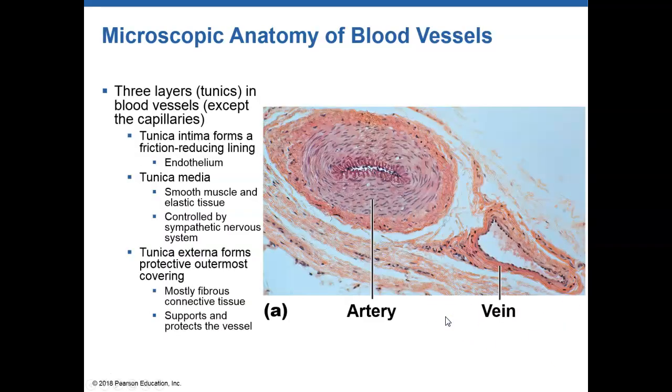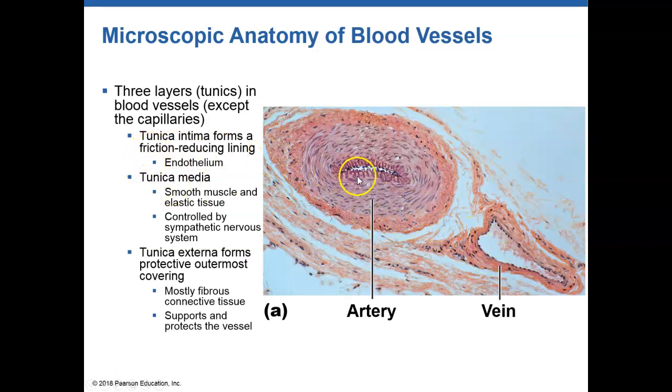There we go. So if we look at an artery or a vein under a microscope, you can see that there are three different layers. What I always like to look at is that arteries are much thicker. You can see three layers. There's 1, 2, 3. Veins are much thinner. They have a much thinner tunica media than the artery does.